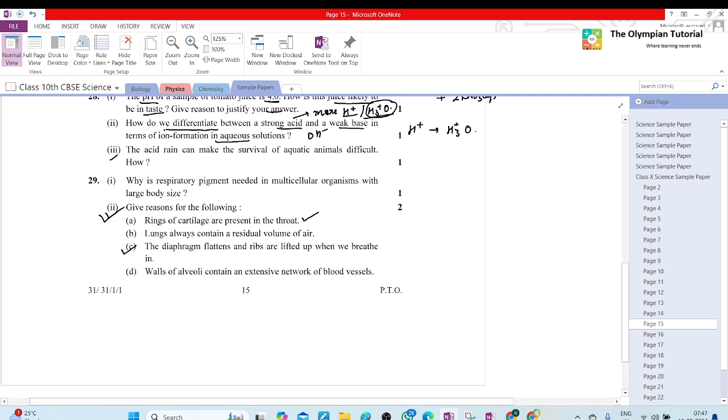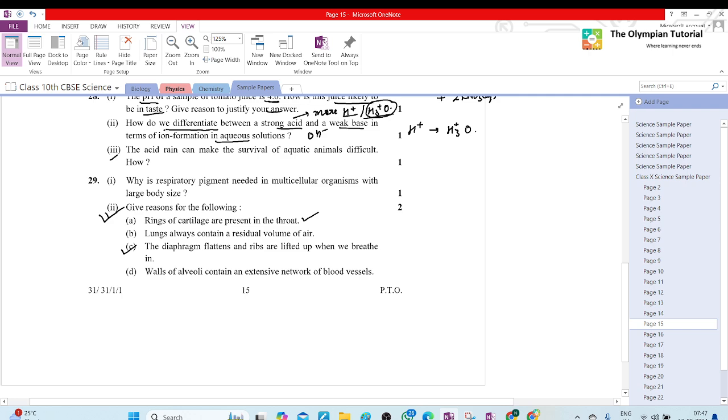Third, the diaphragm flattens and ribs are lifted up when we breathe in, so that the lungs can expand and have intake of oxygen. Correct, and it is given as chest cavity becomes larger.